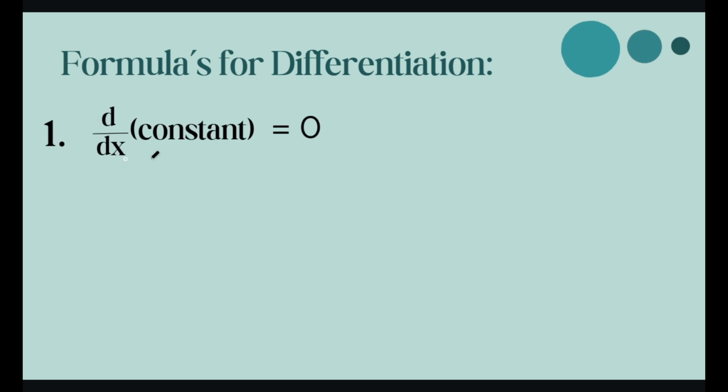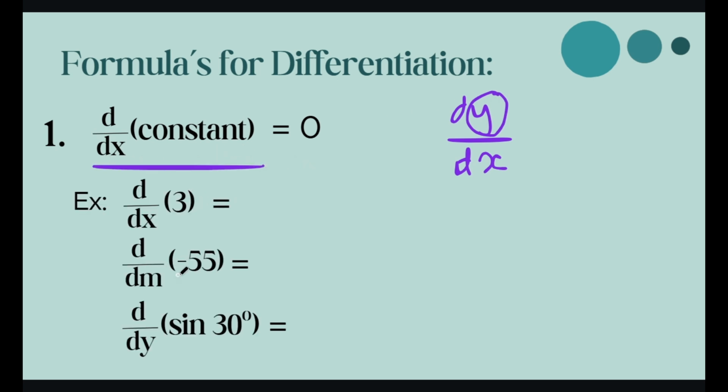The first formula is d by dx of constant equals 0. As I have said earlier, in dy by dx, in place of y, if I take a constant, the entire value would be 0. Here if we see the constants 3, minus 55, sine 30 degrees whose value would be 1 by 2, here the answer to all of them would be 0 as per the given formula.